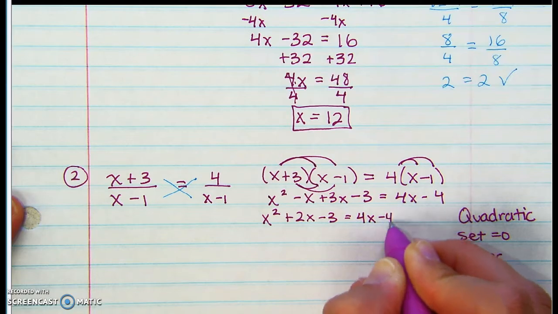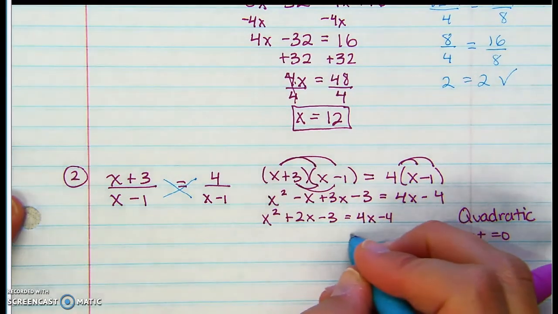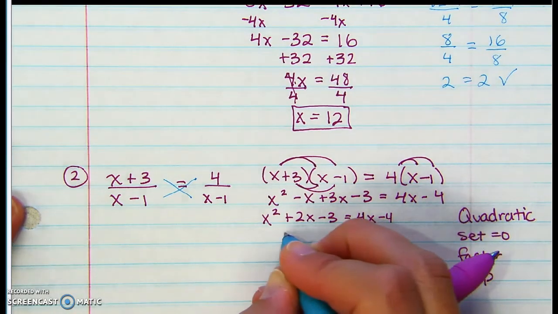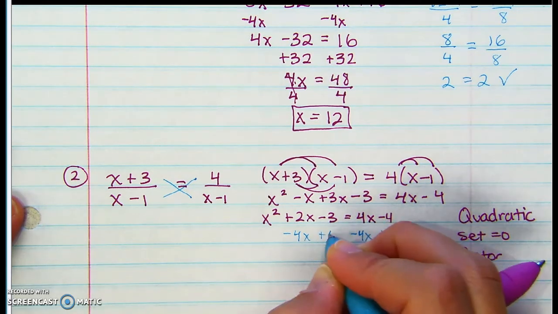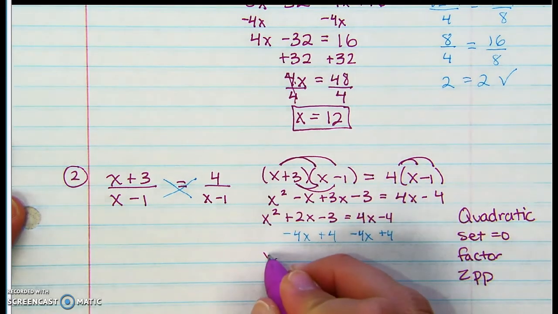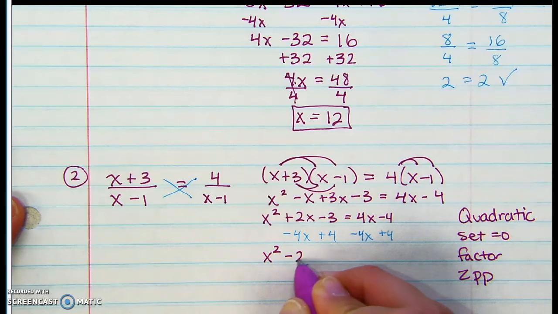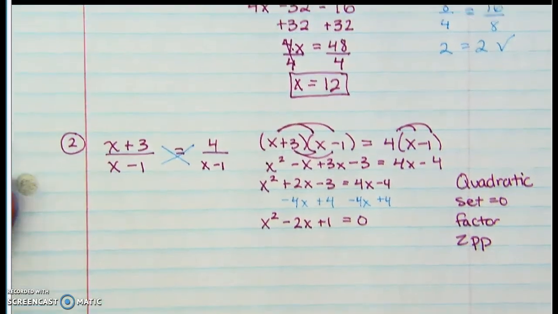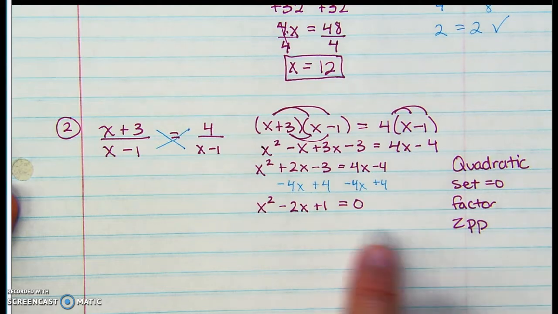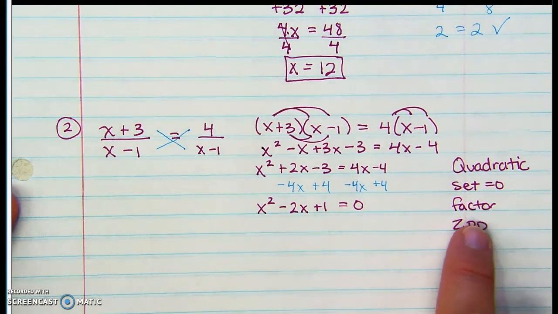And then let's move these to the other side. So subtract the 4x's, but make sure you subtract it from the x's, and add the 4, and add 4 here. So we have x squared minus 2x plus 1 equals 0. And there's that set equal to 0. Now we should factor.